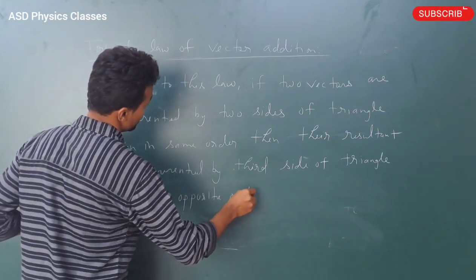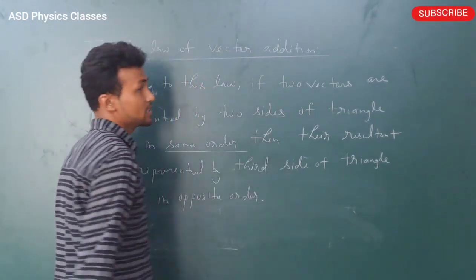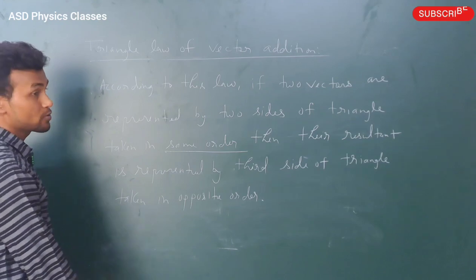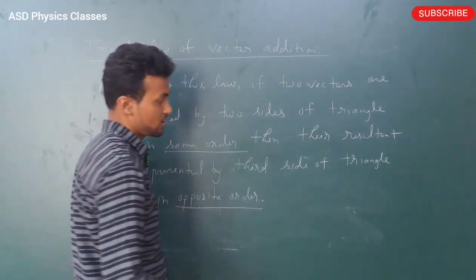This definition is also very, very important, because here, as I told you, the two vectors should be in the same order and the resultant should be in which order, my dear students? See here, in the opposite order. Now I'll draw the diagram here.